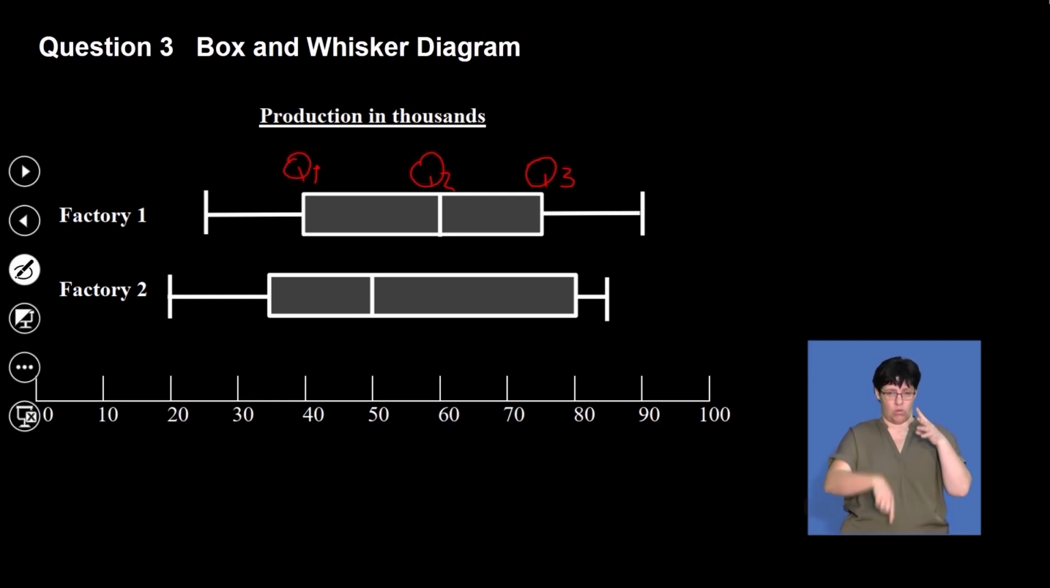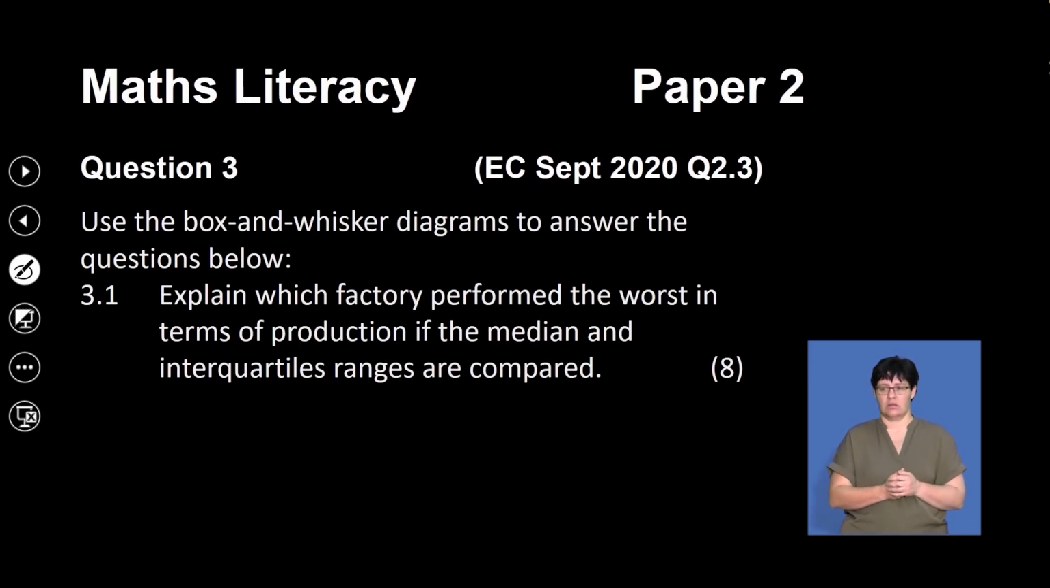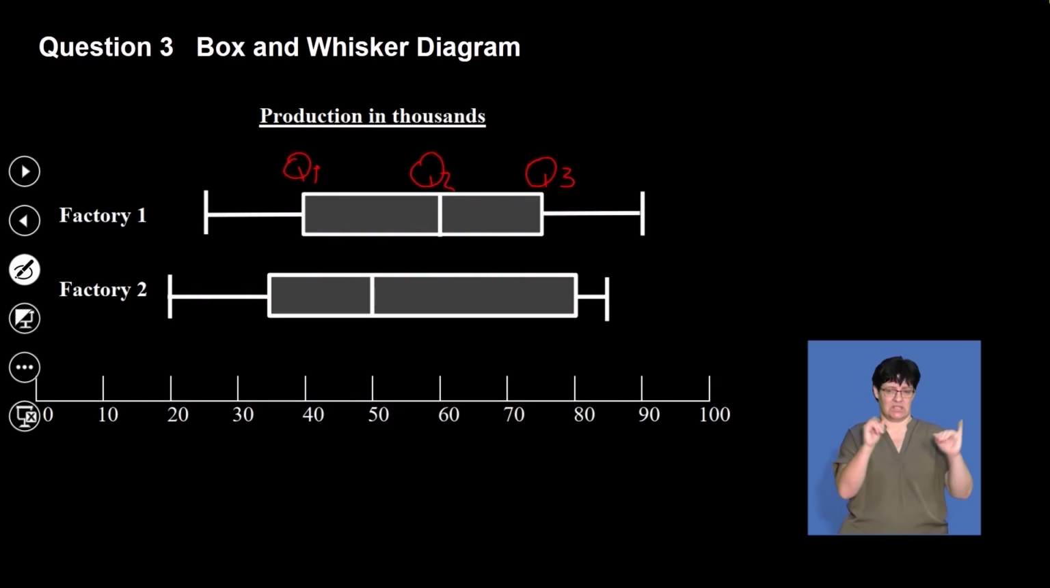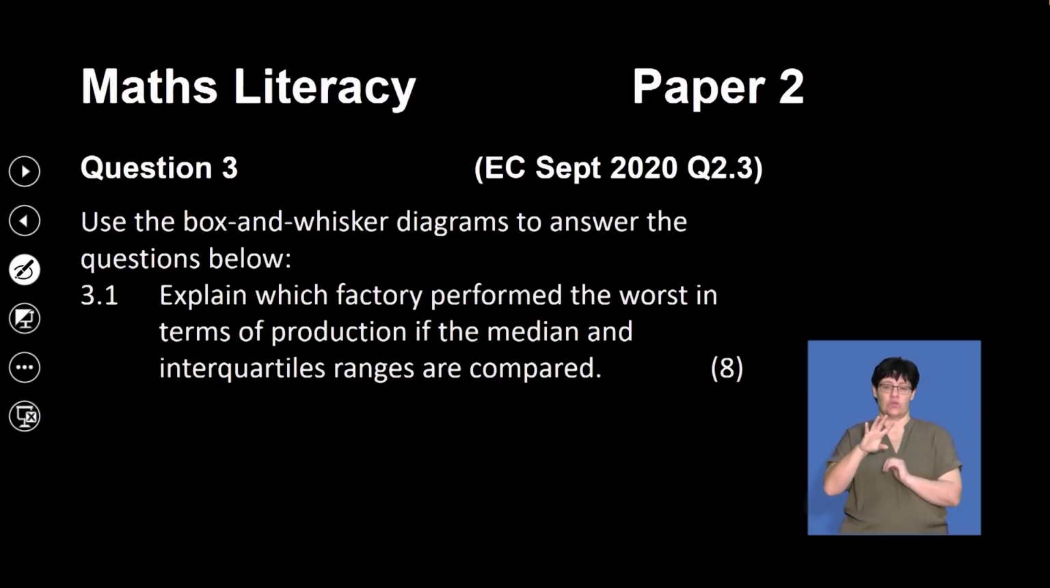So within our factory, I think I've got space here, factory performed the worst. So in our interquartile range, I'm going to draw values down to my graph, so that I can see each one of these values. I'm going to do one at a time. Okay, so factory 1, I've got my Q2, or my median, is 60. Then I've also got Q3, my interquartile range is Q3 minus Q1. So I've got 75 minus 40, which is 35. So I'm going to just write that in.